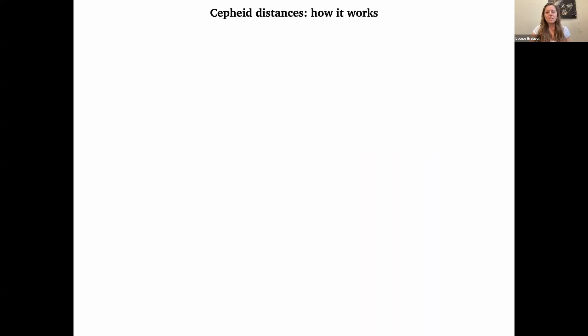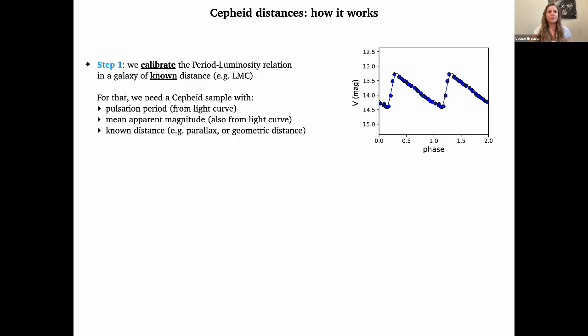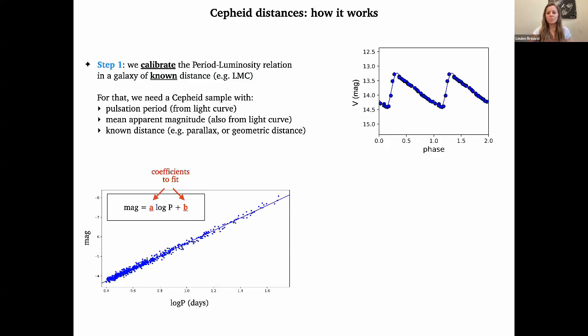All right, so how do we use Cepheids now? Technically, how does it work? So the first step is first to calibrate the period-luminosity relation where you have known distances. So for example, in the LMC, we know the distance of the LMC. So you observe the Cepheids, you take a sample, and you get from light curves, you get the pulsation period, the apparent magnitude. Usually we take the mean. And then knowing the distance, you calibrate the period-luminosity relation, which means you calibrate the coefficients A and B.